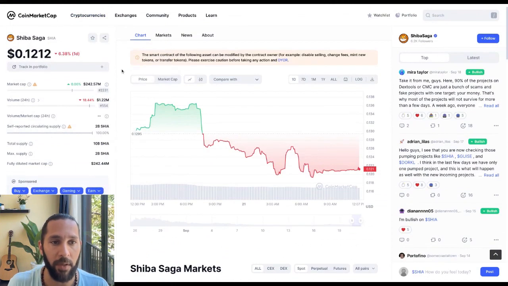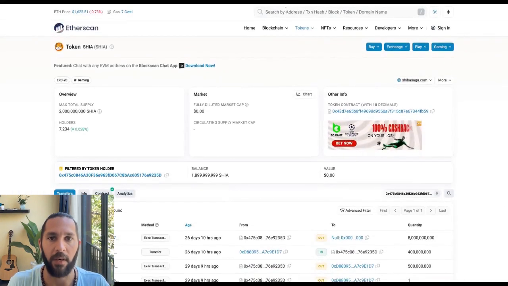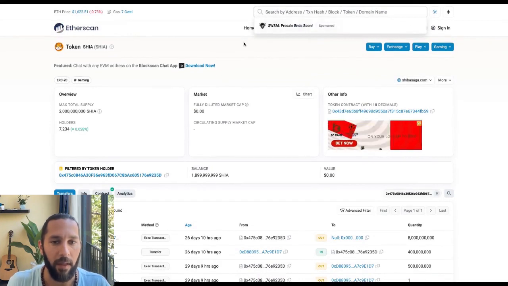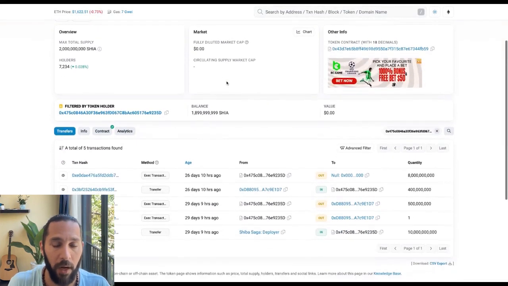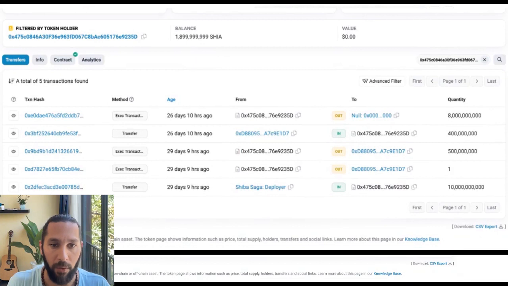We are back to CoinMarketCap looking at Shiba Saga. And I wanted to again show we can copy the Ethereum token contract address and then go to Etherscan to see what the token's all about by pasting in here. But I've already got that smart contract up that I was showing before.